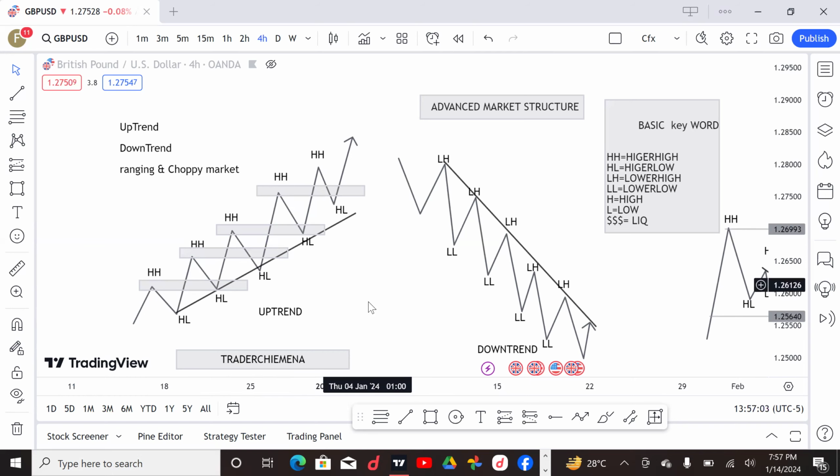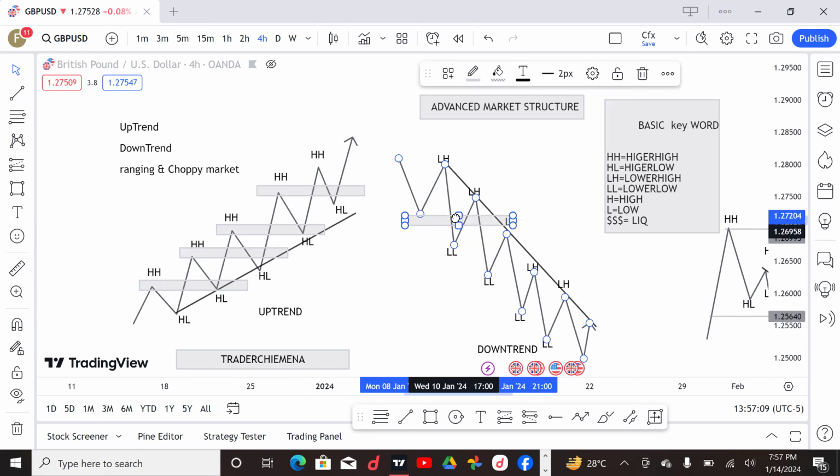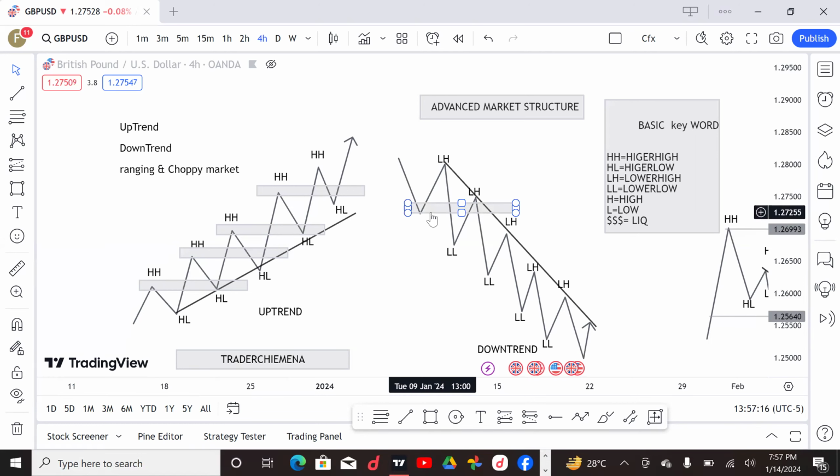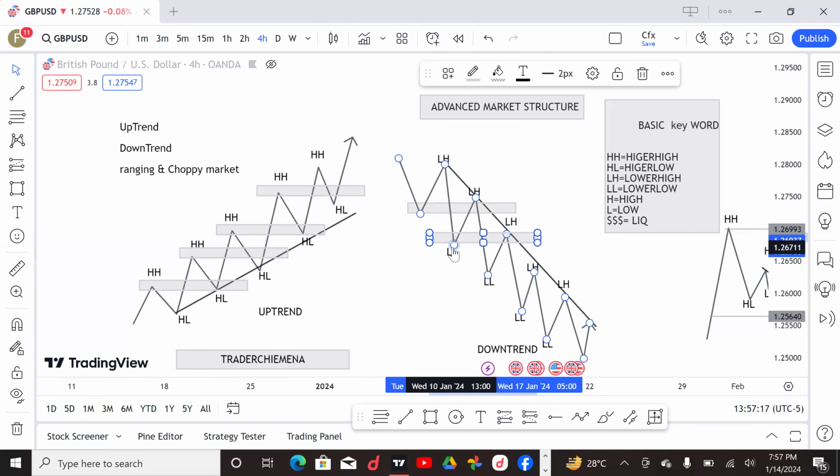So that was what price was doing. Price was taking us from the resistance to the support, right? From the resistance to the support.